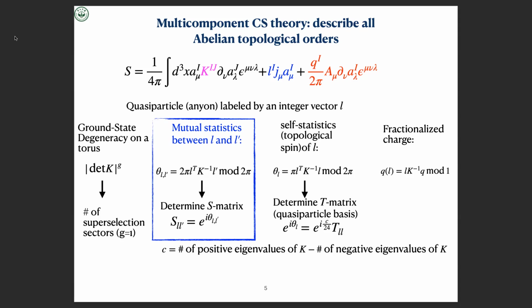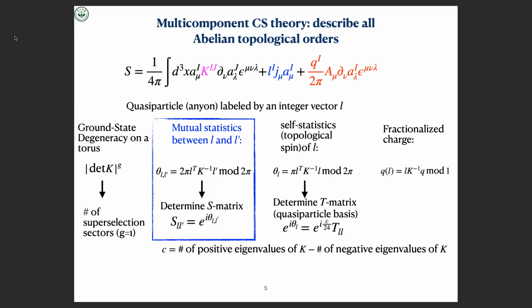K_ij is symmetric and integer valued, which is quantized by the condition of a large gauge transformation. And the second term is a quasi-particle term. Here, the integer vector L labels the quasi-particle, and Q labels the charge carried by each layer of this topological current. So this capital A is an external EM field to probe this charge fractionalization.